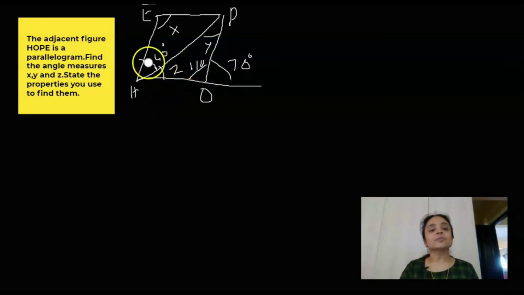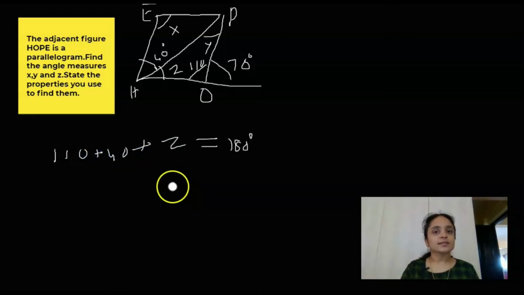Okay, and from this you can find this angle because these are 110 degree plus z plus 40, that is angle O plus angle H is equal to 180 degree, which means 110 plus 40 plus z is equal to 180.